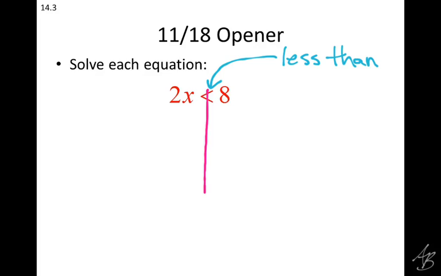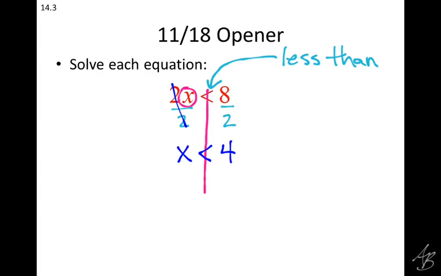And I'm going to get the x by itself just like I always do. So how do I get that x by itself? Divide by 2. So I divide by 2 on both sides. And just like when we solve equations, those 2's cancel and I get x over here. And on the right side, 8 divided by 2 is 4. But do I want to say x equals 4? No. x is less than 4.